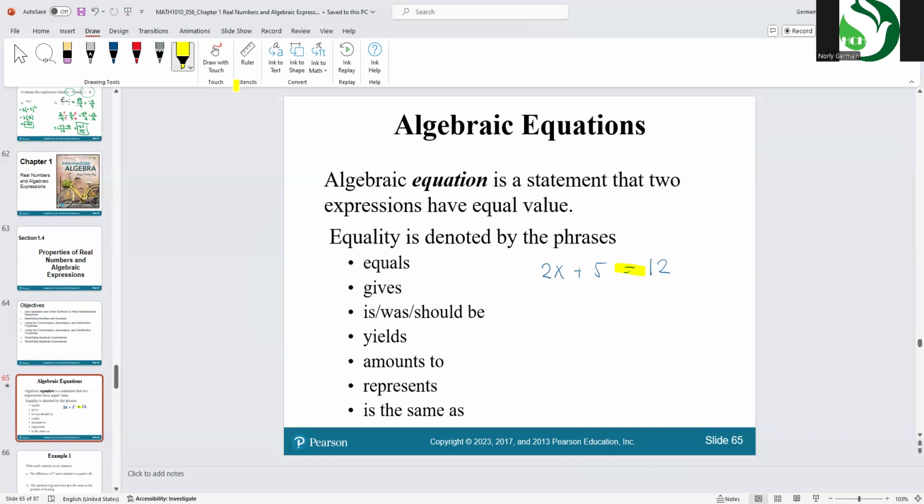If there was no equal sign in the middle, let's say, for example, this one is an equation because there is an equal sign. But if I have 2x plus 7 plus 3 times 5x minus 1, with no equal sign, we can consider this as an algebraic expression, but not an equation. So this is the difference between algebraic expressions and algebraic equations.